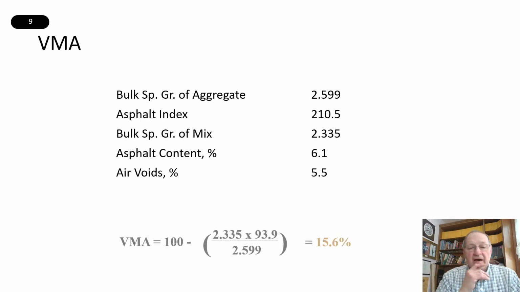So now, if I plug these numbers in, I get the bulk specific gravity of the mix times 93.9 divided by the bulk specific gravity of the aggregate, 2.599. All of that taken away from 100 gives me 15.6%. So my VMA is 15.6%.